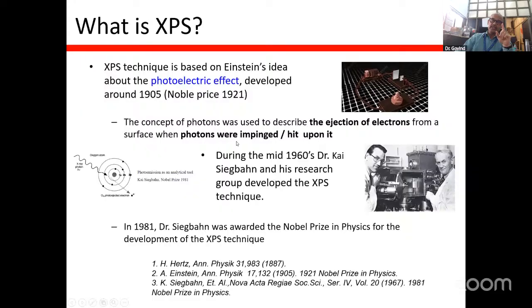Taking this concept, in the mid 1960s, Dr. Kai Siegbahn and his research team, can you see here, there is a photograph of Kai Siegbahn, developed an instrument to analyze with this kind of technique. And in 1981, Dr. Siegbahn was also awarded the Nobel Prize in Physics for developing this XPS tool.